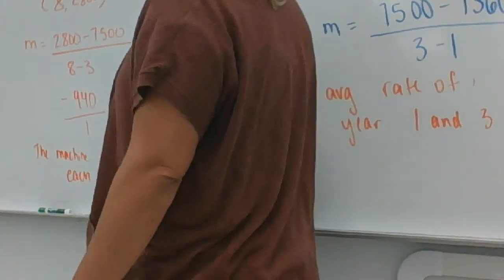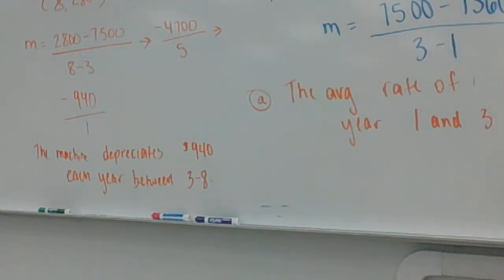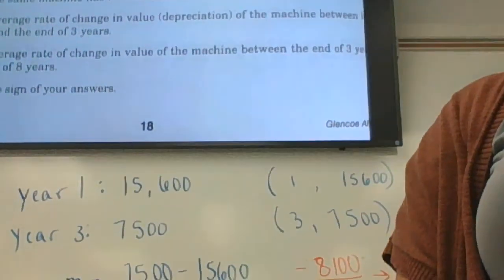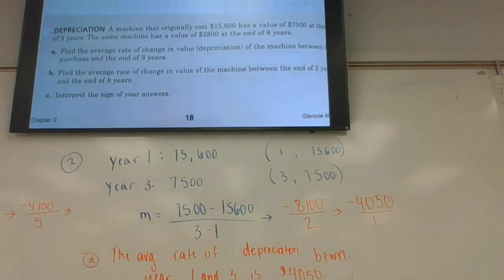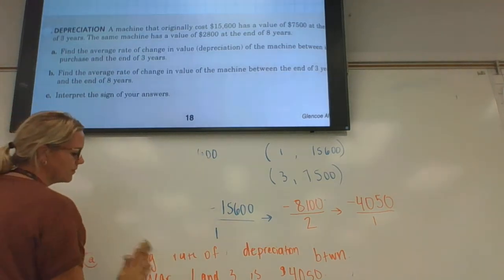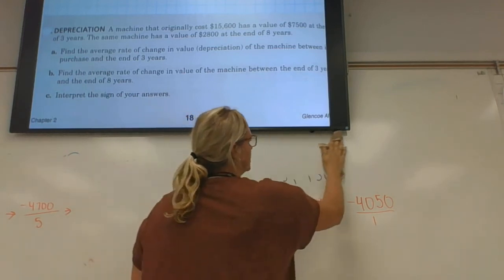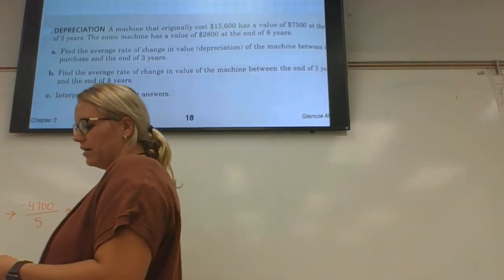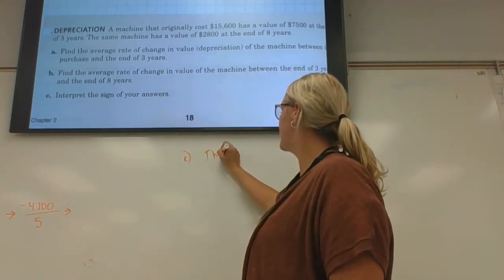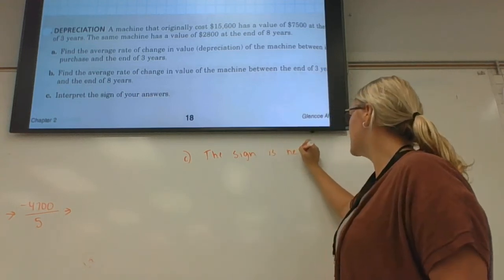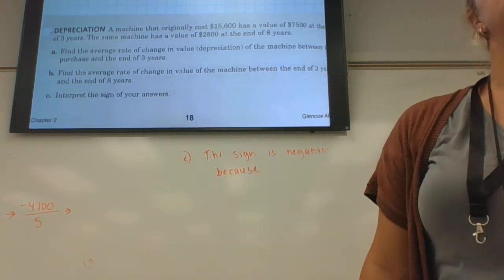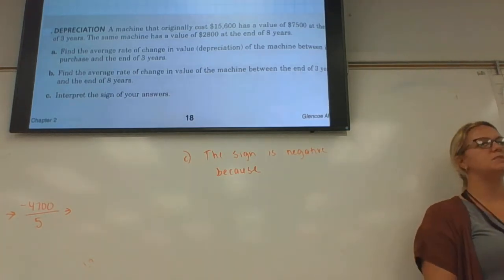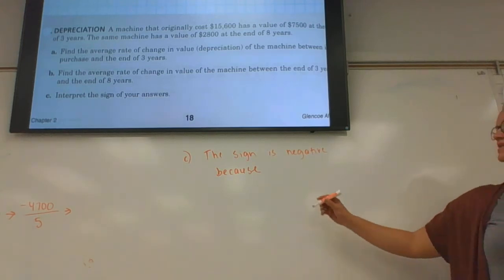Again, my number here is negative, but in my sentence I didn't put that the machine changes by -940. I used the word depreciate. So how can we answer this letter C? How can we interpret this sign meaning the negative rate of change? Well, the elevation was positive because she was walking uphill, right? Someone's saying it because what? Somebody else speak. Yes? The machine is losing value.